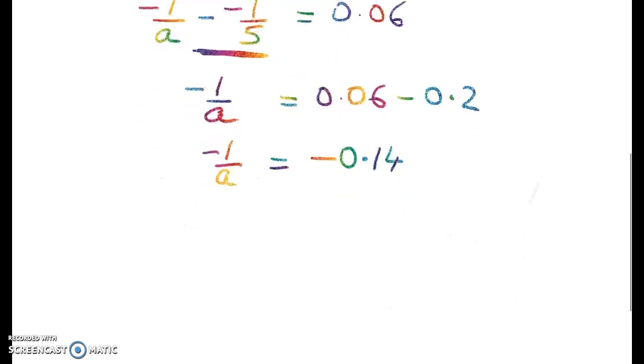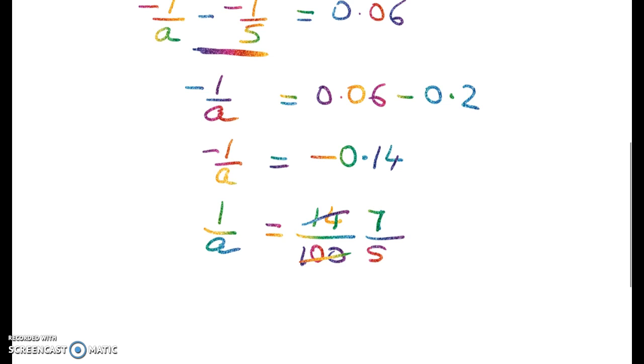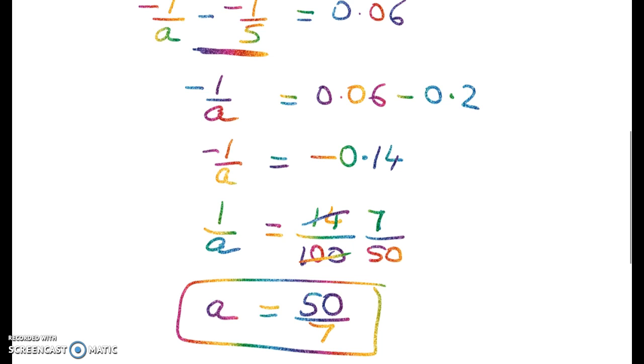Now, you're probably in shock that I've gone into using decimals, but sometimes I will. And we've got 1 over a is equal to, well, what's that? 14 over 100, which is 7 over 50, giving us the answer of a equals 50 over 7.